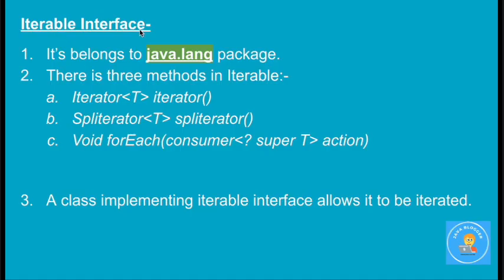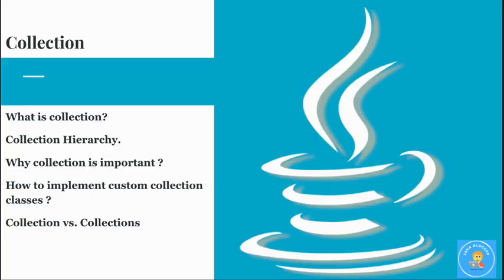Iterable interface. It belongs to the java.lang package. There are three methods in iterable: iterator, spliterator, and forEach. All these three methods are used to iterate the collection object, or we can say walk through the collection object. A collection implementing the iterable interface allows it to be iterated. I will show you an example of how we can implement a custom iterable interface and how we can utilize that, or how we can return the iterator object.